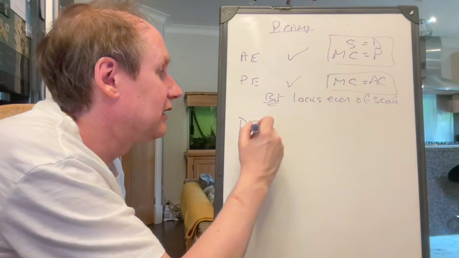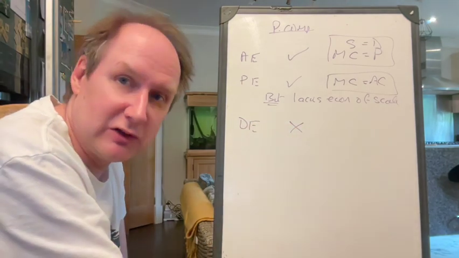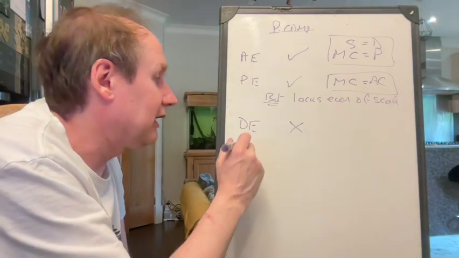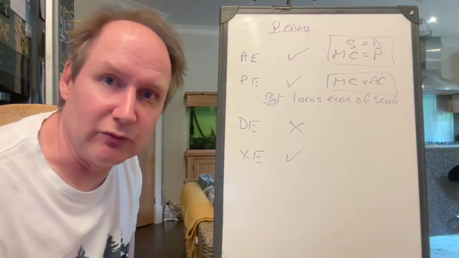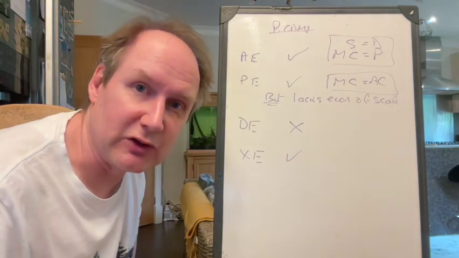Dynamic efficiency, it will not be dynamically efficient, it doesn't have any abnormal profit. And X-efficient, it will be X-efficient, it can't waste resources because of the level of price competition in the market.